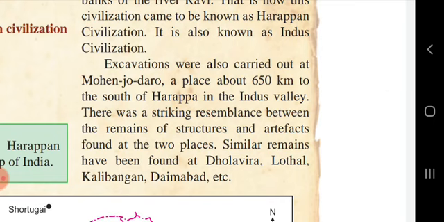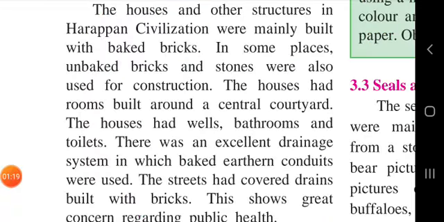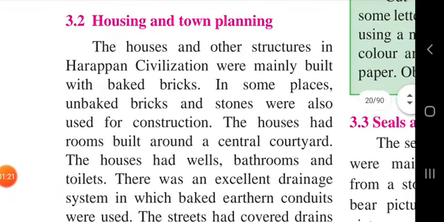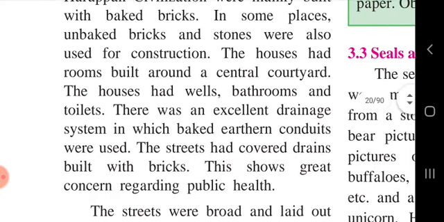Next we are going to study about 3.2, housing and town planning. The houses were mainly built with baked bricks and unbaked bricks as well as stones. There was an excellent drainage system in which baked earthen conduits were used. Streets were broad. Houses were built in rectangular blocks.